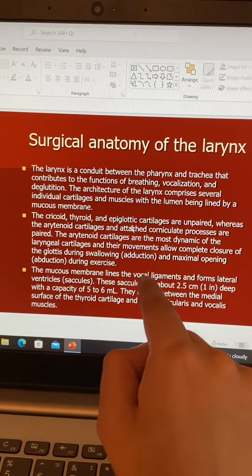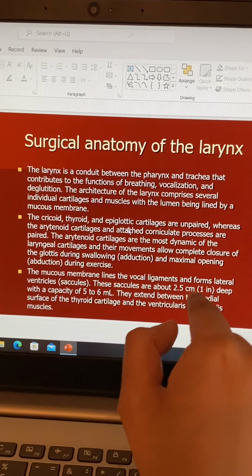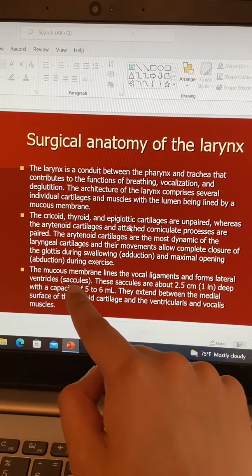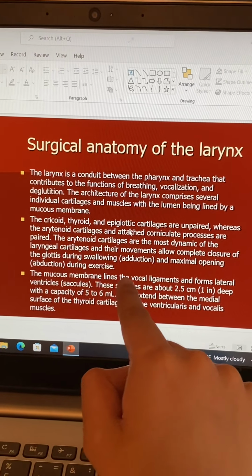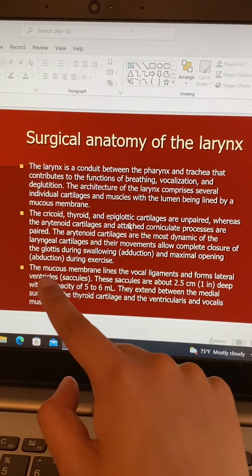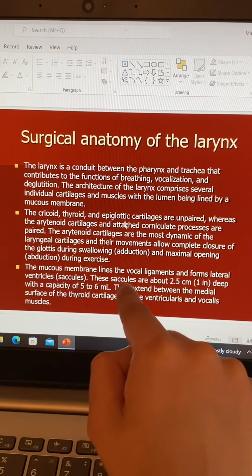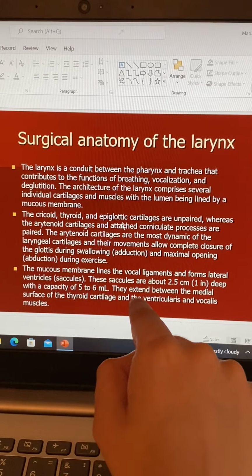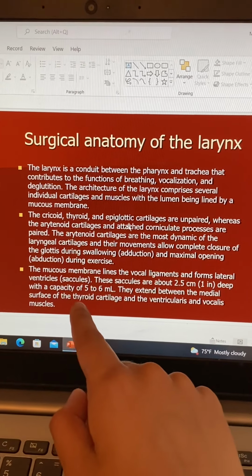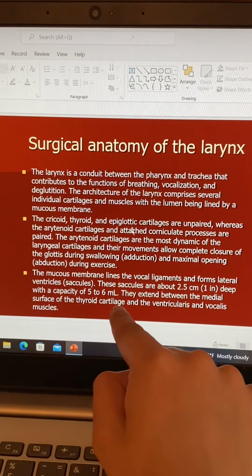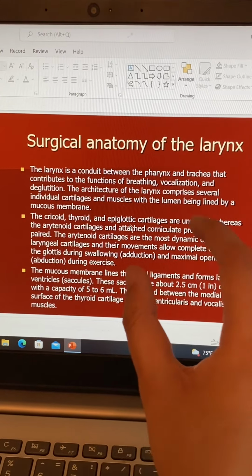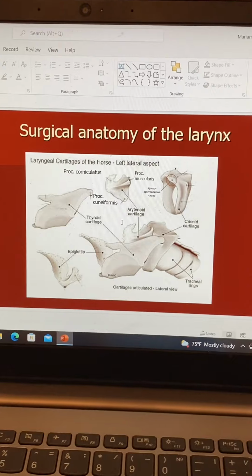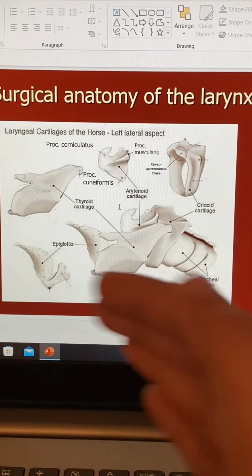So the mucous membrane lines the vocal ligaments and forms lateral ventricles known as saccules. So if someone asks you what saccules are, the mucous membrane that lines the vocal ligaments forming the lateral ventricles. They are about 2.5 centimeters with a capacity of 5 to 6 milliliters. And they're on the medial surface of the thyroid cartilage, so the inside of the thyroid cartilage, and the ventricularis and vocalis muscles. It shows you all the cartilages.